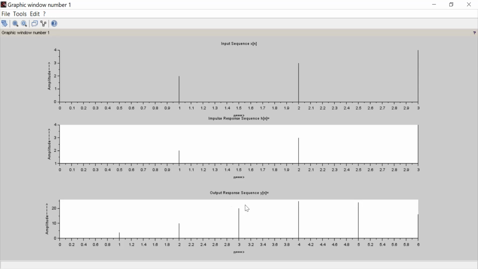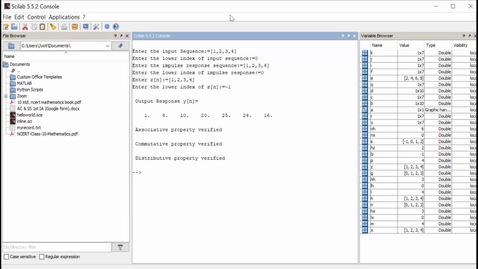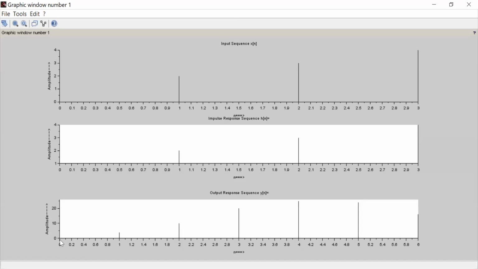Then we have taken the graph for output, that is linearly convolved signal y of n. Y of n, what are the values you got? For those values we are getting the graph. For example, the values 1, 4, 10, 20, those values will be displayed there in the graph. For 0th position, it will be 1, for 1, it will be 4, then 10, 20. Okay, then whatever the next values are there, according to that, we'll get the output. This is the linear convolved signals.